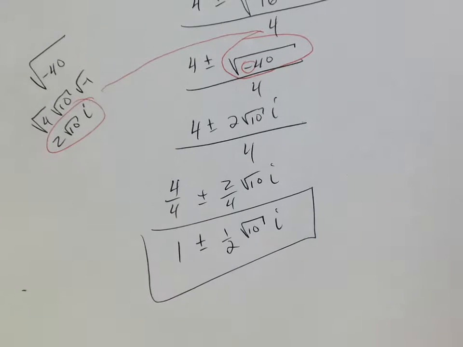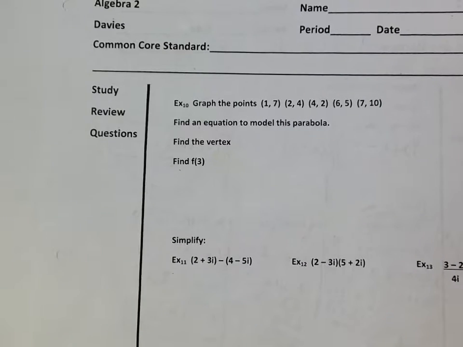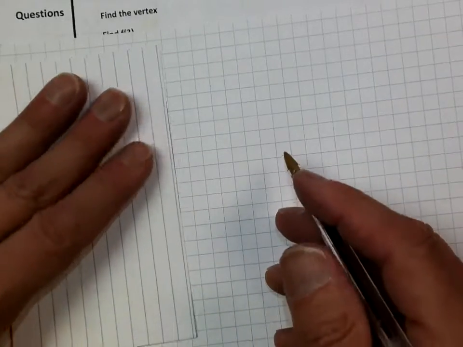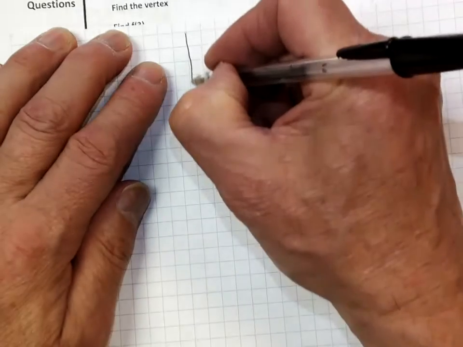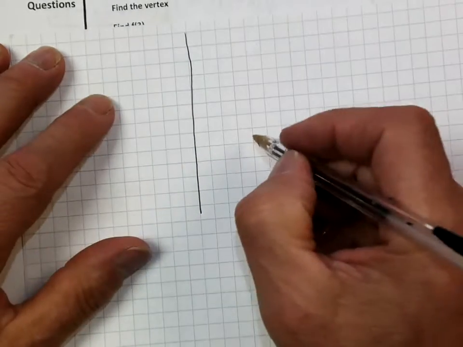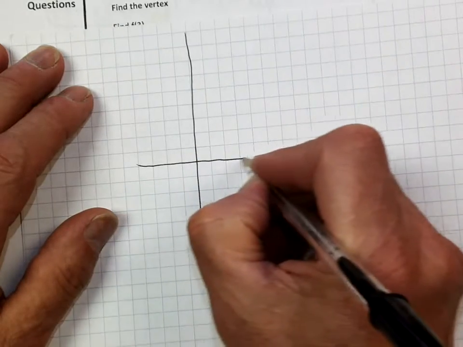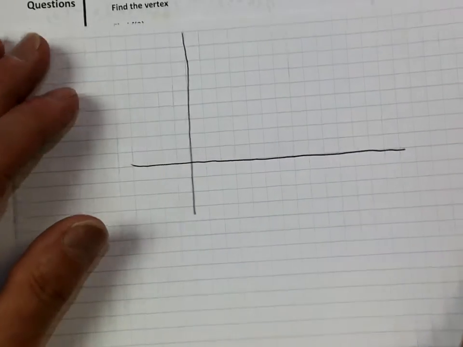Alright, let's go ahead and turn the page. Okay, we're going to turn the page, graph the points, find the equation to model this parabola, find the vertex. Okay, a piece of graph paper. Let's see if I can find one. Alright, piece of graph paper. So I'm going to go ahead and put it all on the graph. Do a little scatter plot.